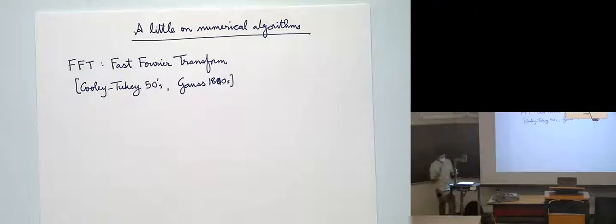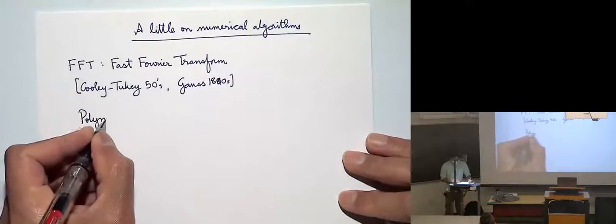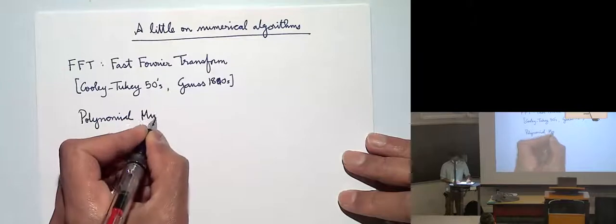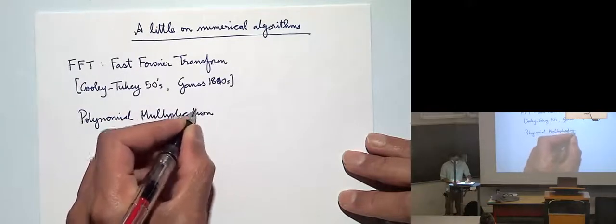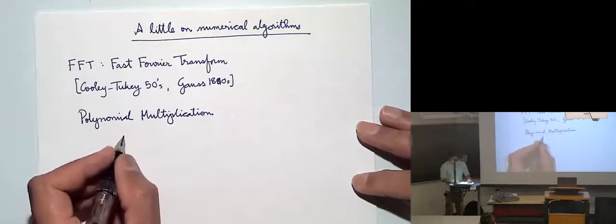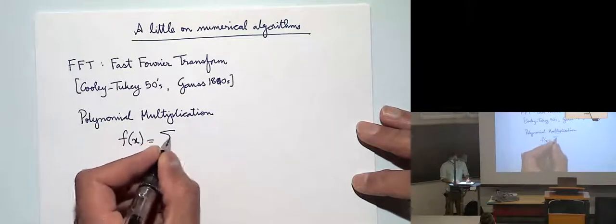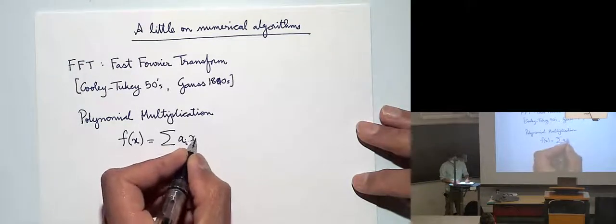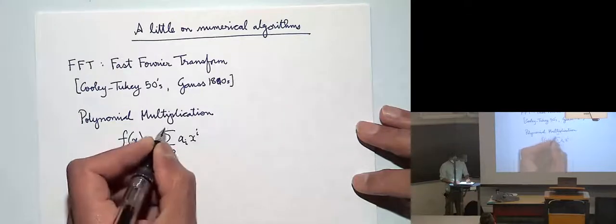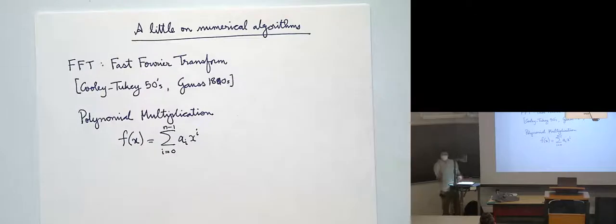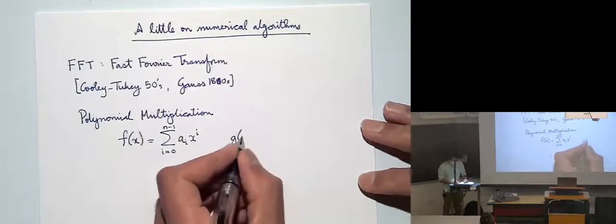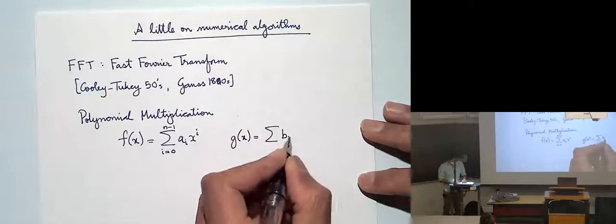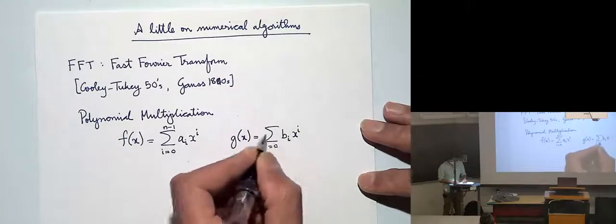Okay, so maybe the best way to motivate the FFT is to consider the problem of polynomial multiplication. Just a fairly simple question of, I give you a polynomial that I'll call, let's say, f of x is equal to the summation of a_i x to the i, i going from 0 to n. Maybe you just make it n minus 1 so that the size of the input is n. And g of x is equal to the summation of b_i x to the i, i going from 0 to n minus 1.